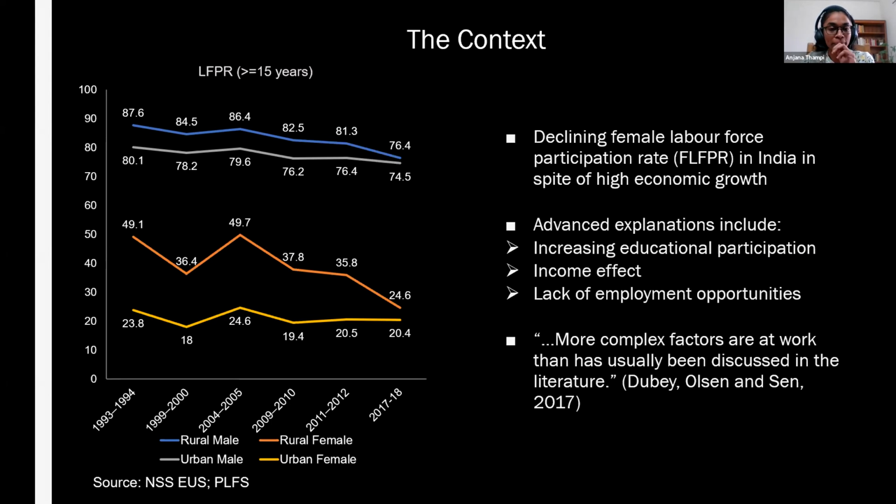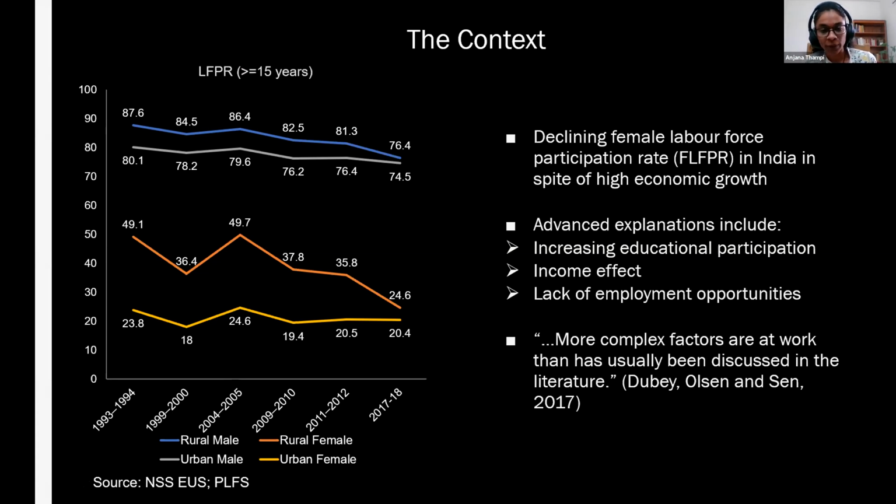And if you look at the graph on the left, the rural female rate, which is the orange line, which was at around almost 50% in the early 1990s, has declined to half of that by 2017-18, whereas the rate for urban females has been roughly stagnant.